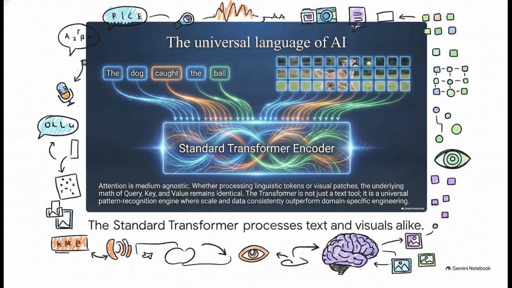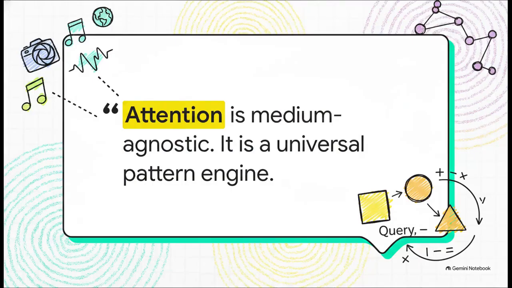The architecture is identical. I absolutely love this quote from our source material because it just perfectly summarizes the whole revolution. Attention is medium agnostic. The underlying math of query, key, and value, it's universal. The transformer is no longer just a text tool. It's a universal pattern recognition engine where scale and data consistently outperform older, highly specialized engineering. It's a real game changer.